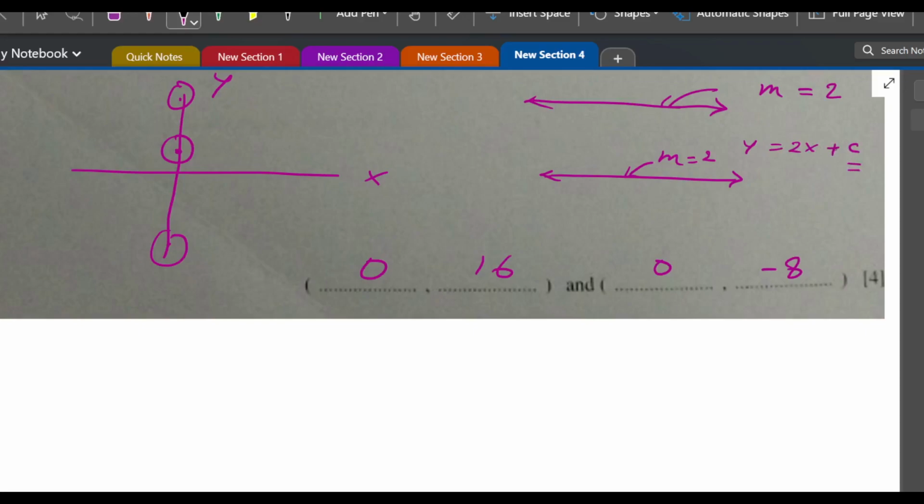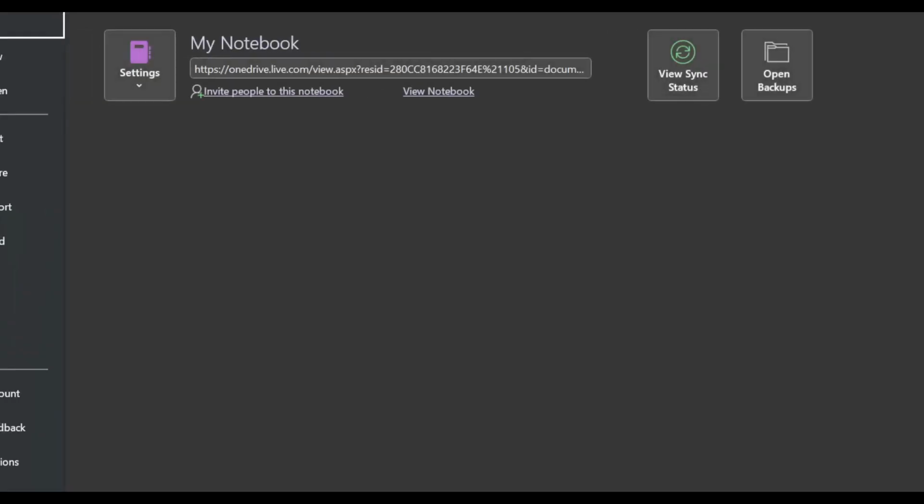This c, either they will give you a point that your parallel line is passing through, so you can use that point to get the value of c, or they simply say find the equation of any parallel line. In that case it's your choice, you take c as 1, 2, 3, whatever you want. Same as the parallel line, yes. And they may ask that the parallel line is passing through so and so point. So using that point, you can find the c for the parallel line. Okay, right.